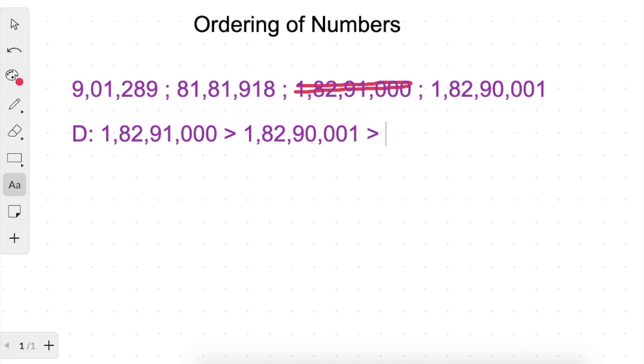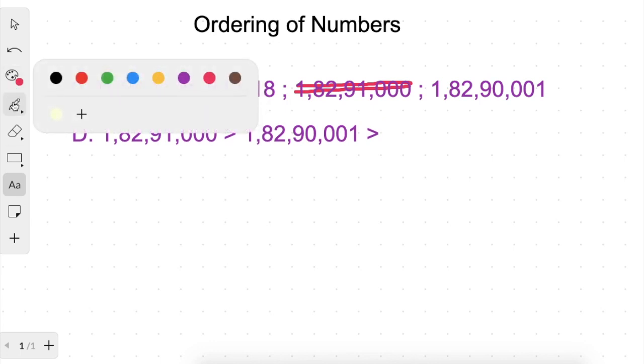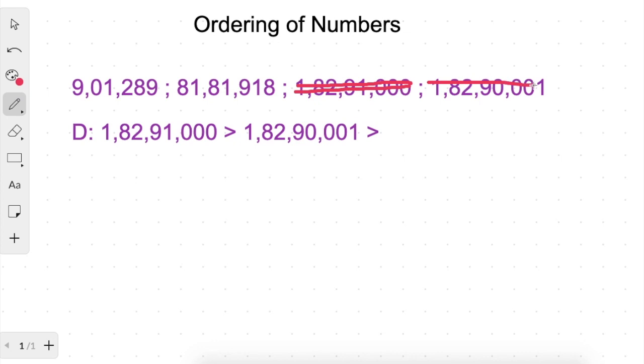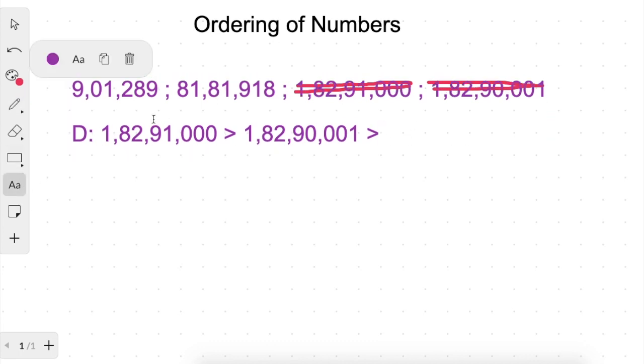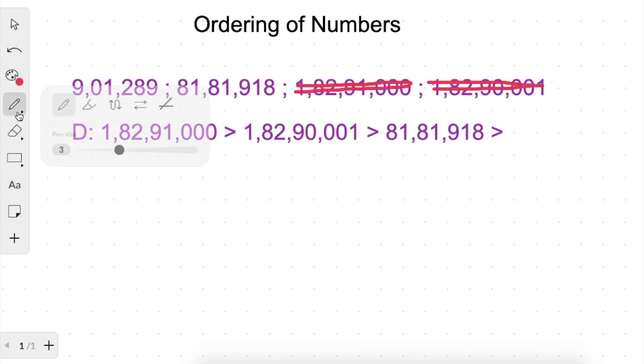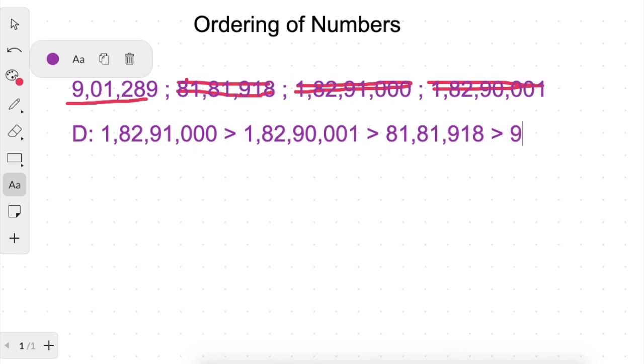After that, we have to write the next greatest number. So I'll again cut this one because we have already written this. Now we are left with these two numbers. Among these two numbers, which is the greatest? It is 81 lakh. So I'll just write 81 lakh 81,918. And after that, we are only left with the last one. I'll just cut this, and we are left with only this one. So I'll write this in the end.